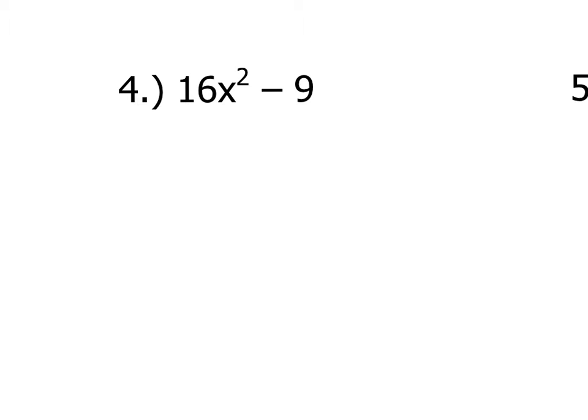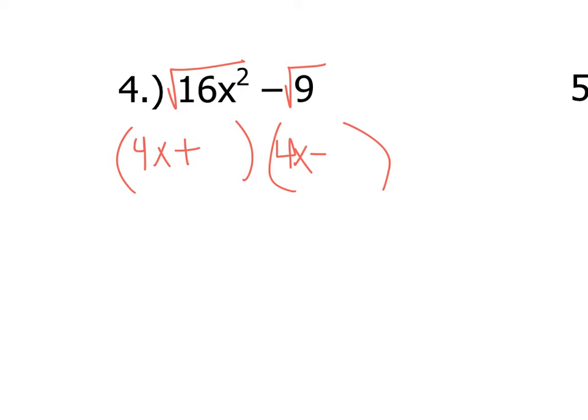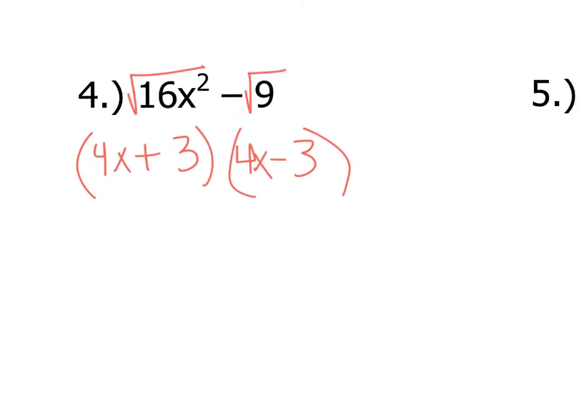Number 4, if we go down here, this is a difference of squares. So the way we do difference of squares, remember, is, oops, let's go back on that. Got a little ahead of myself. What we do here with difference of squares is one's a plus and one's a minus, and all you do is simply square root each term. The square root of 16x squared is 4x, so we put 4x in the front part, and the square root of 9 is 3. And that's difference of squares.